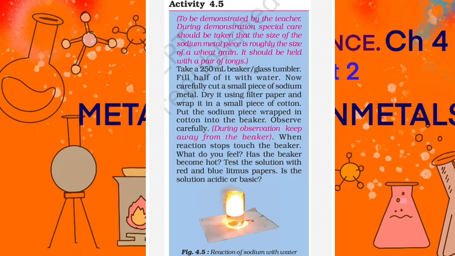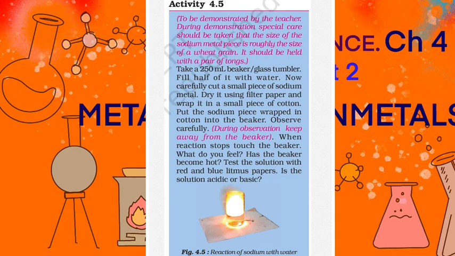As you all know, sodium is a highly reactive metal. It is so reactive that it vigorously reacts with oxygen. So we have to keep it inside kerosene. We can take a small piece of sodium, wrap it in cotton and then put it in a beaker and observe. We have to keep away from the beaker. We can see that after some time it will become hot and it will light up.